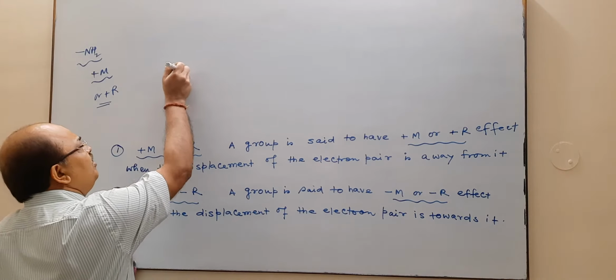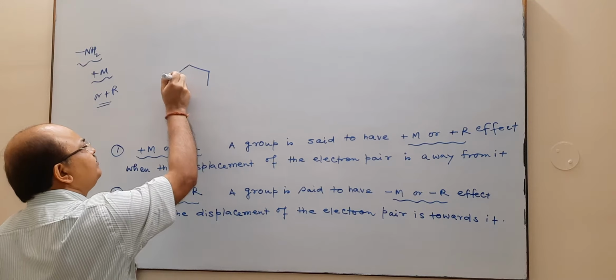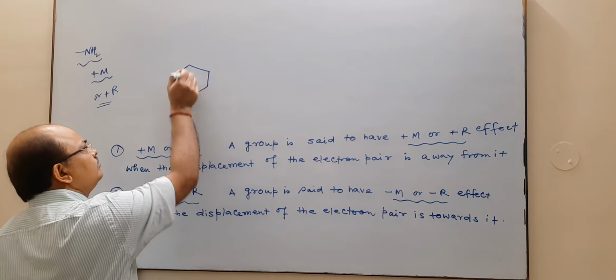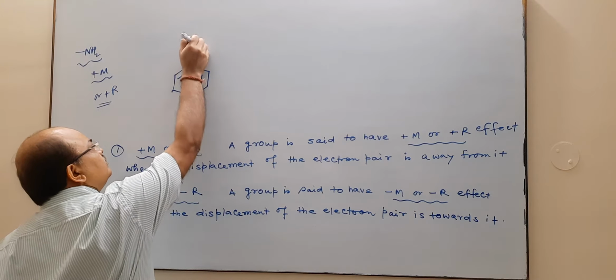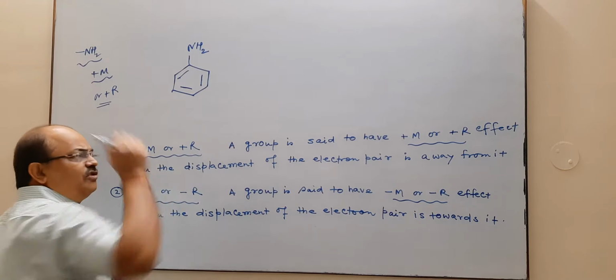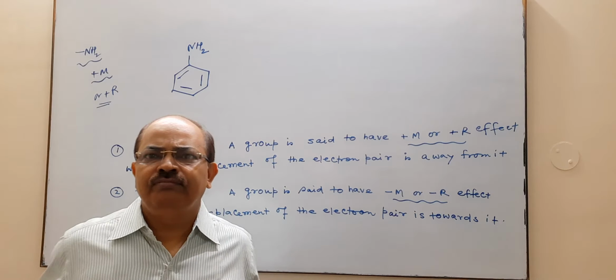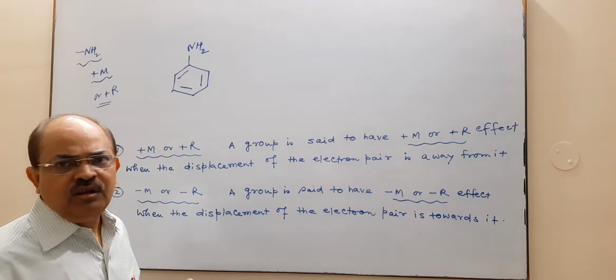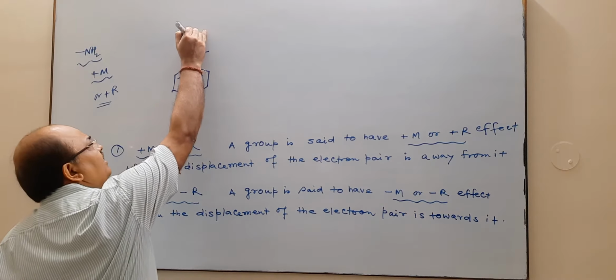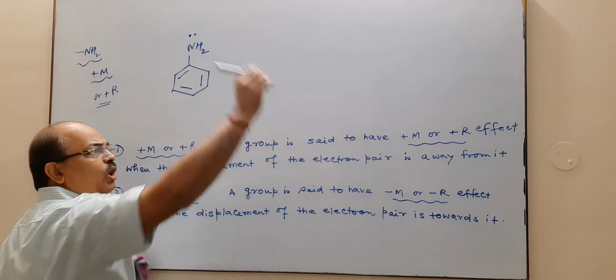So for example, if we have a compound like this, this is your aniline, that is benzenamine. Now in this aniline, this nitrogen has a lone pair.